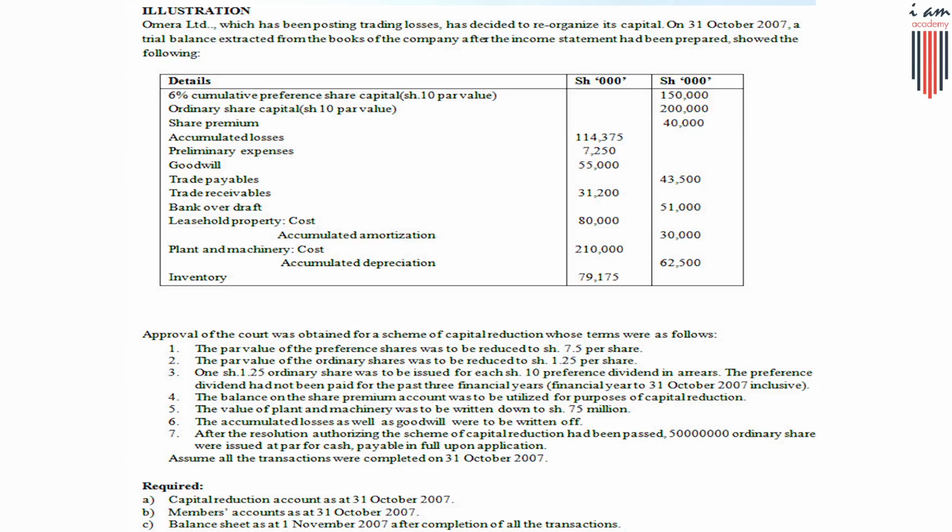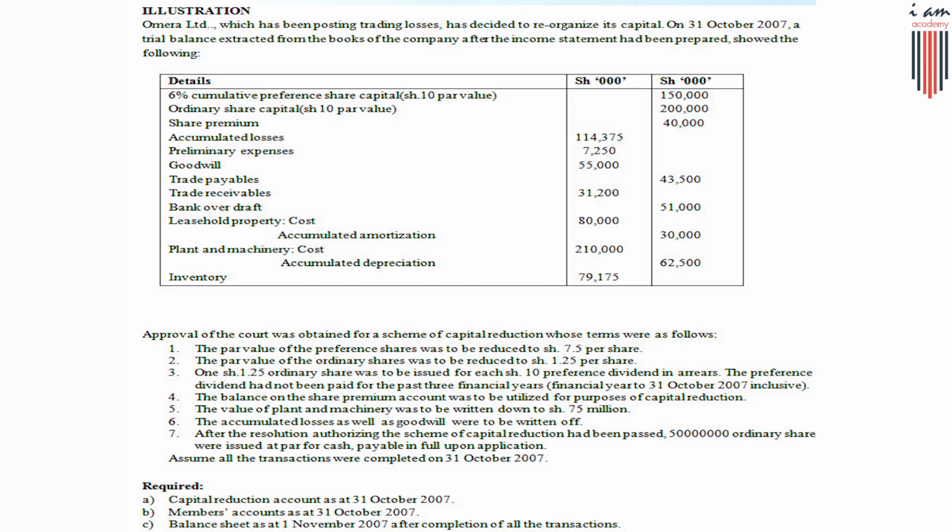If you remember, our total number of preference shares was coming to 15 million. We had 15 million shares, you multiply that by 2.5. That's what we have lost. So we have lost a total amount of 37,500,000. Friends, this is the amount we have written off from the preferential capital. We'll simply debit our preferential capital, we'll credit our capital reduction account.